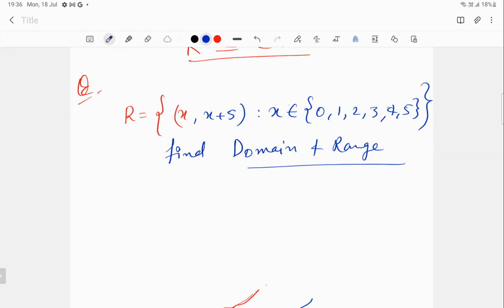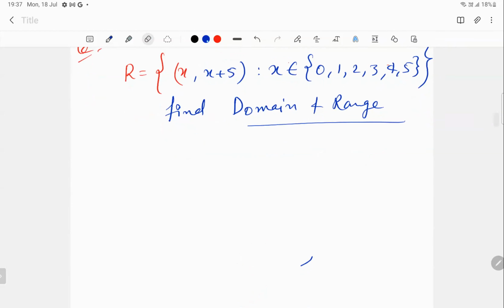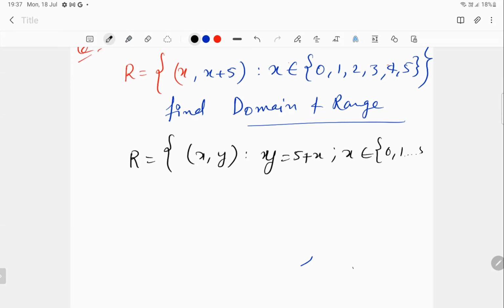Wait. Now see here. I have explained this to you. (x, y) such that y is equal to 5 plus x, where x belongs to 0, 1, whatever it is, till 5. That's how I explained it to you. So you have to write the ordered pair first. First write the relation in that form. Then you will understand which is which.